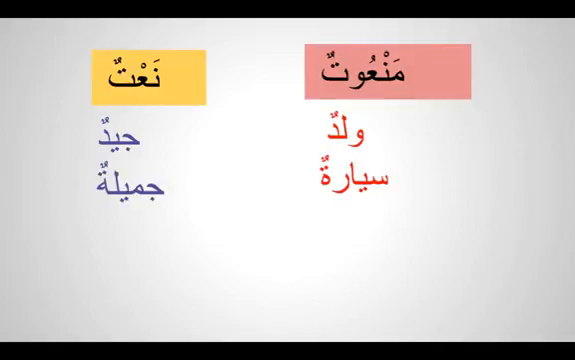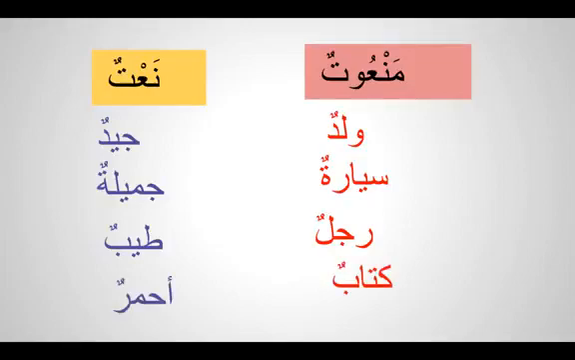Let's do some examples. Sayyaratun jamilatun. When we say it in English, it is beautiful car, but when it's written in Arabic it is car beautiful. Same thing. Rajulun tayyibun, a noble man, a good man. Kitabun ahmarun. Ahmar means red. Red book.